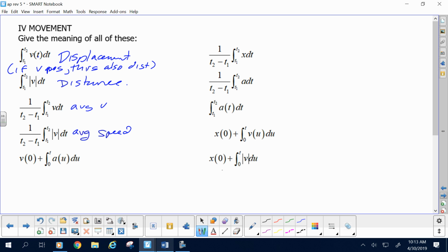It's the velocity at time 0 plus the change in velocity gives you what? Start velocity plus change in velocity is velocity at time t. Start plus rate of change, integrating a rate of change gives you an amount of change. That's velocity at time t. This guy up here in the second column, what is it? Average position. Yep.